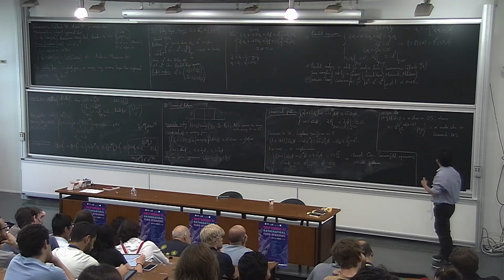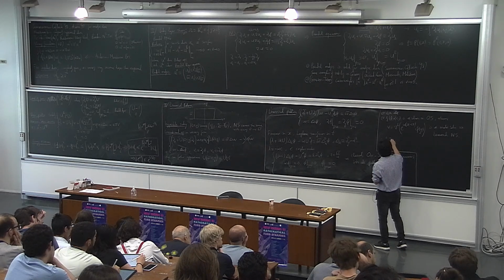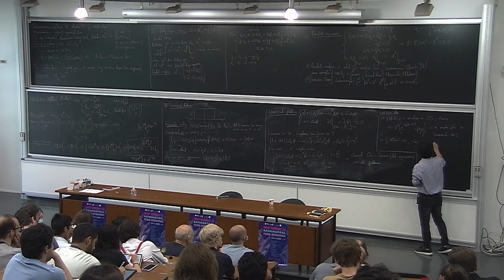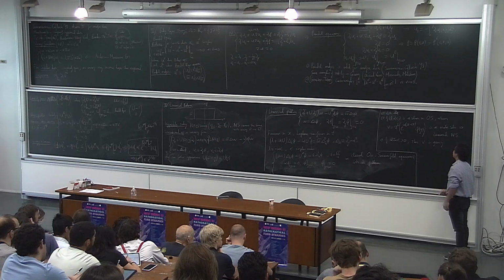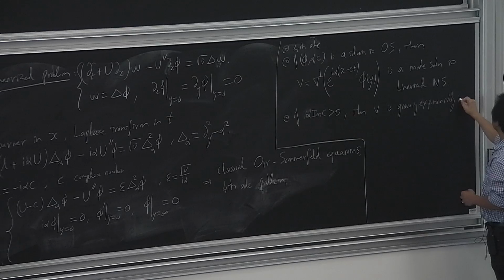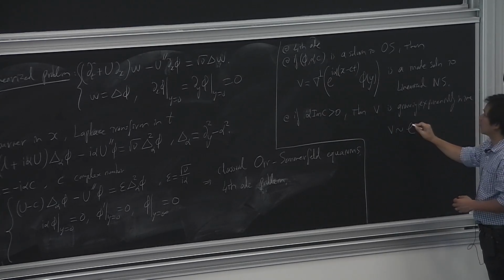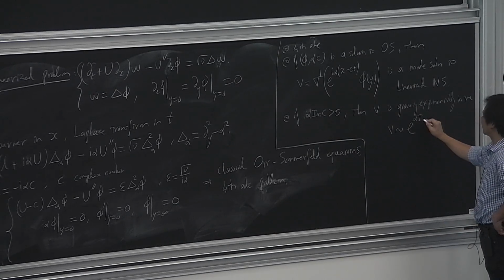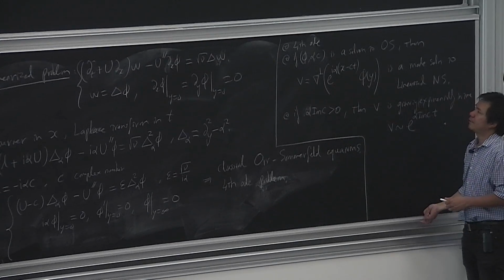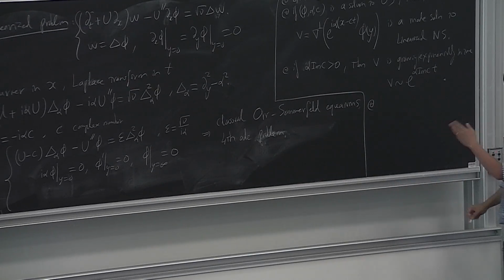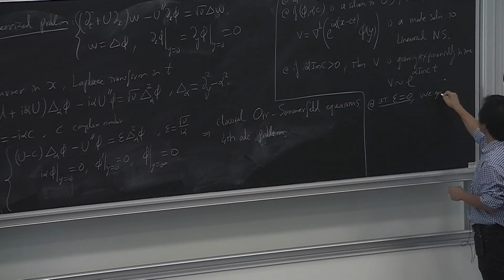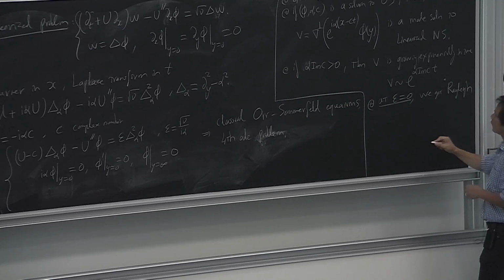By mode solutions. And if the imaginary part of c is positive, then v is growing, exponentially growing in time. Namely, v is like the exponential of alpha times the imaginary part of c times t. All right. And you see that at epsilon equals 0, we get the Rayleigh equations.